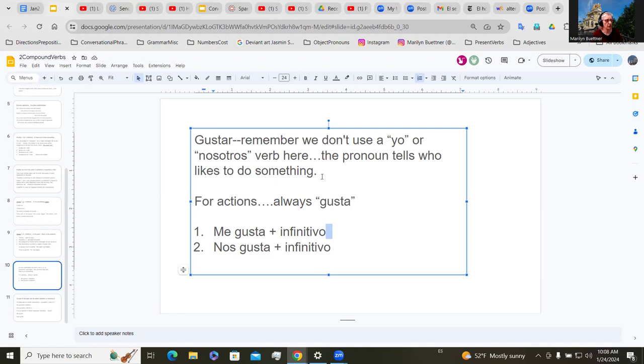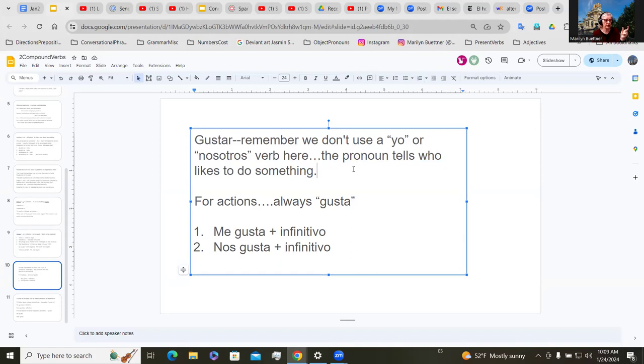See, we don't use the yo or nosotros verb here. I mean, it is possible to use them, especially if you're in a bar trying to pick somebody up because you want to tell them that you think they're hot. But, you know, to talk about liking doing stuff, we only can use this gusta. En presente, ¿sí? Me gusta. Pero el pronombre cambia para indicar la persona.